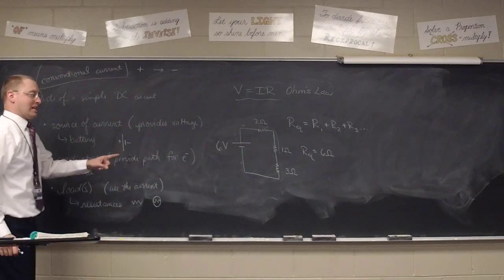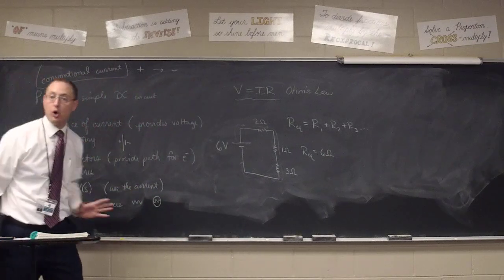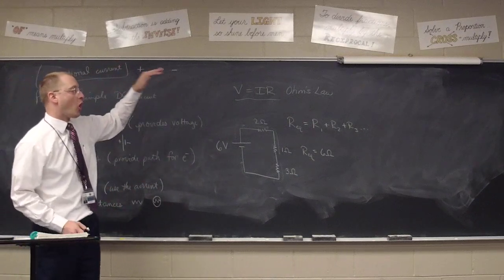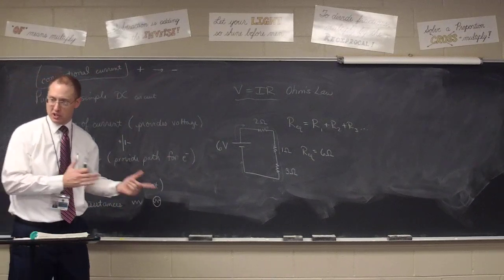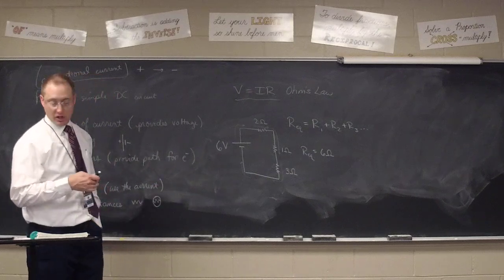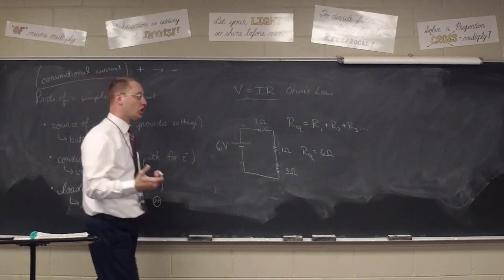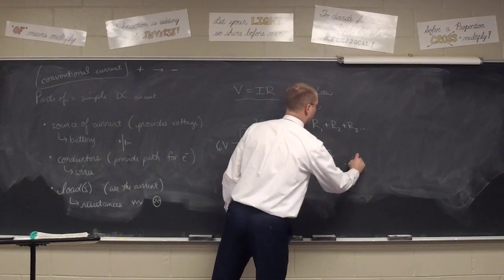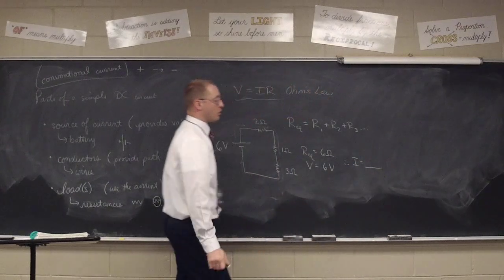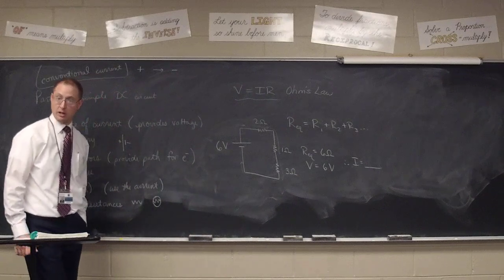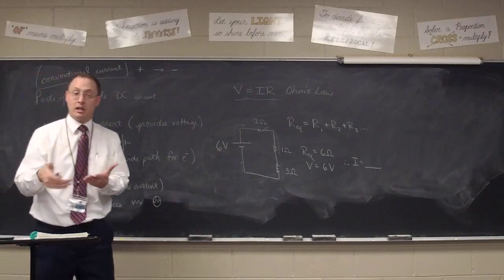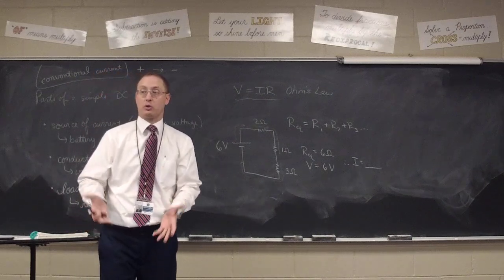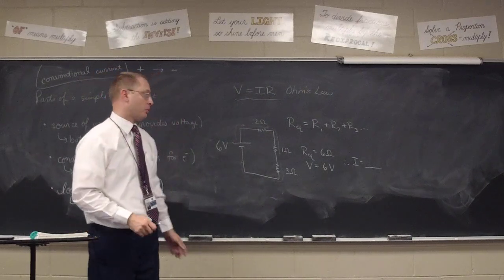So the battery is putting out 6 volts of push, so to speak, and it's going to encounter in the entire circuit, all collectively, 6 ohms of resistance. The question then becomes, how much current can go through this circuit, right? The more resistance you add in, it makes sense, less current, right?